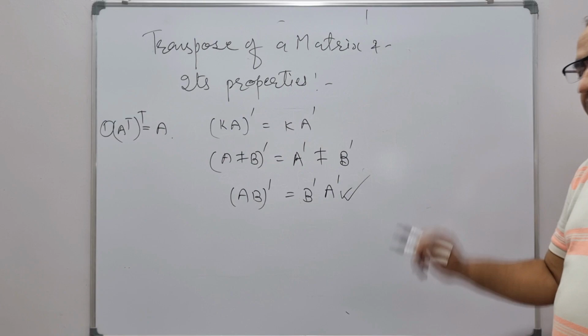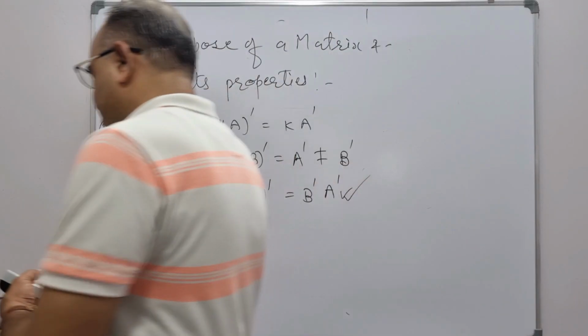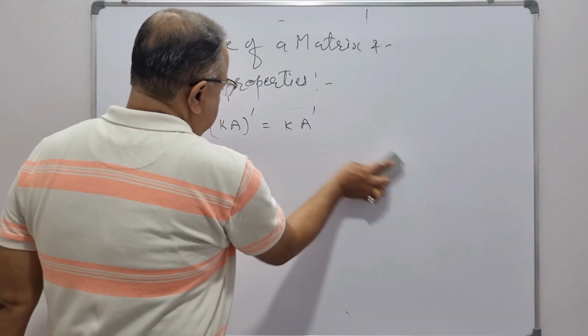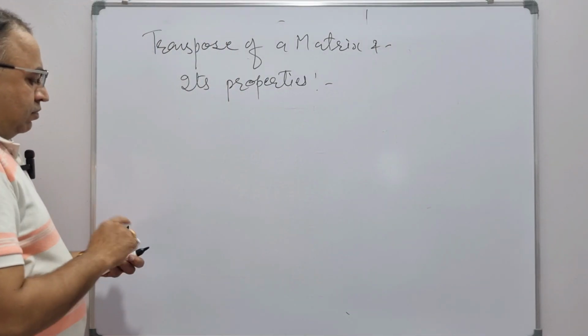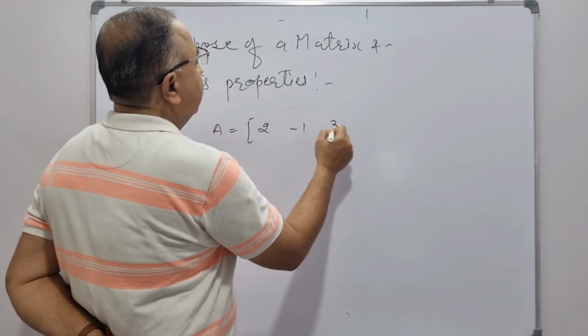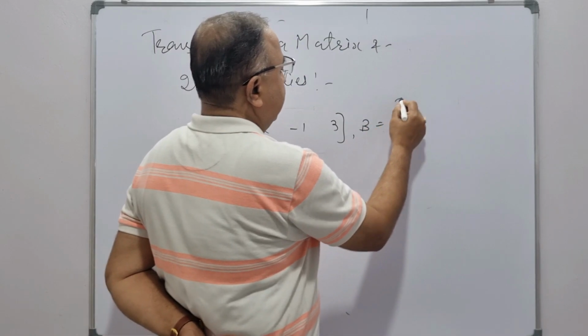And this can be asked to verify in the exam, maybe in short answer type questions, like 2 marks type questions. So one illustrating example here: for example, if you are given a matrix A here, 2 minus 1 3, and suppose B is a matrix here.